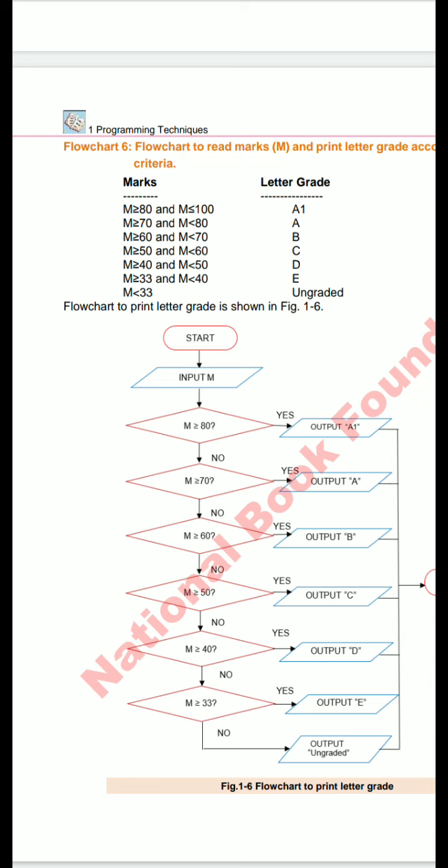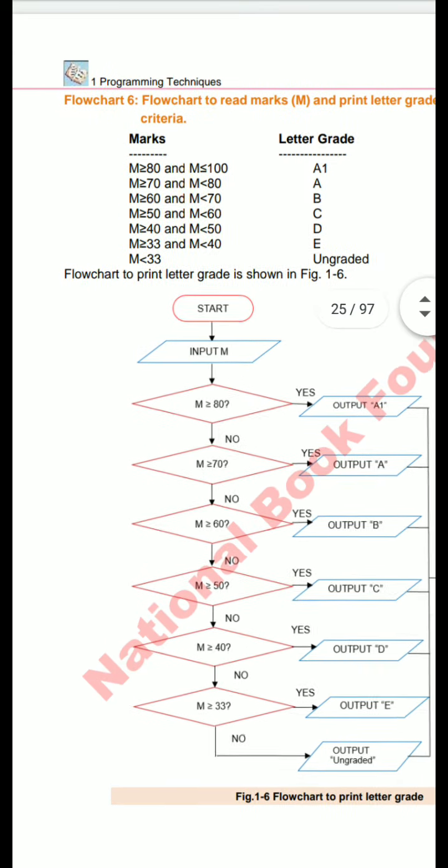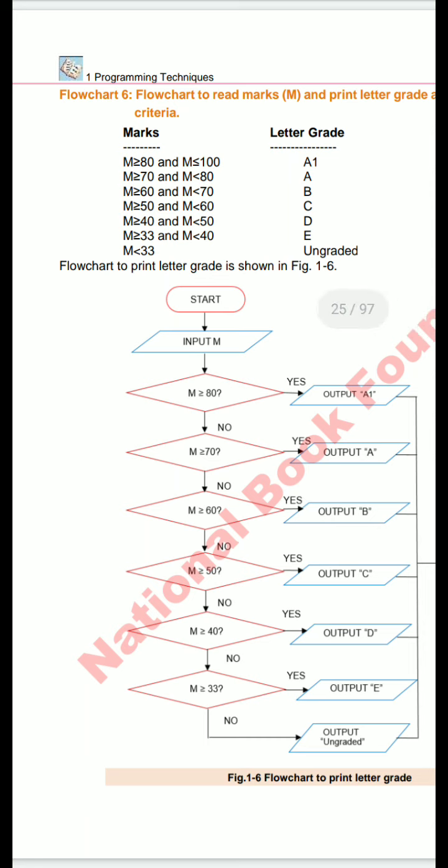Grade A is marks greater than or equal to 70 and less than 80, and B is greater than or equal to 60 and less than 70, and C is marks greater than or equal to 50 and less than 60, and so on. If marks are less than 33, it is ungraded, which means fail.